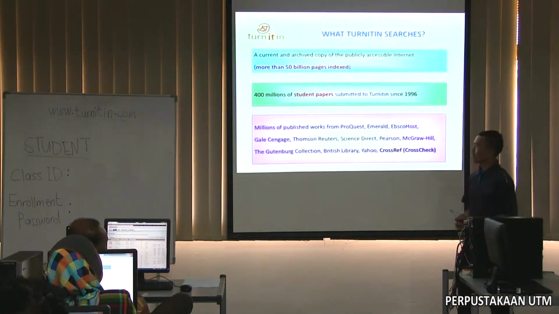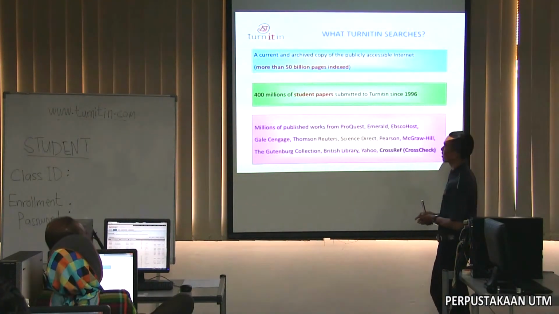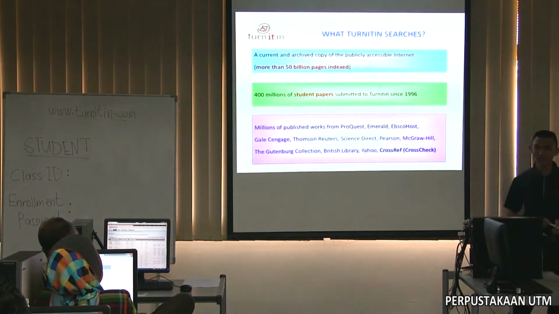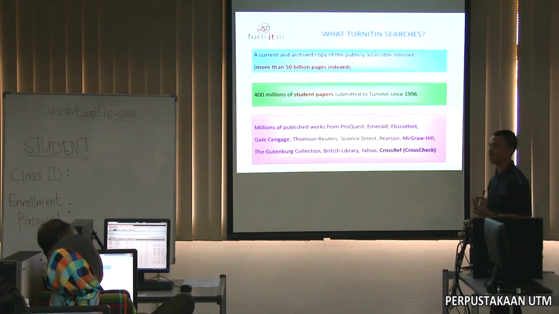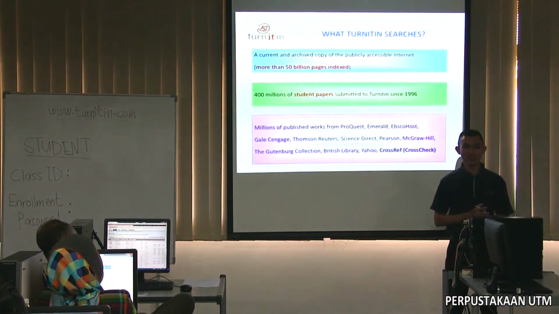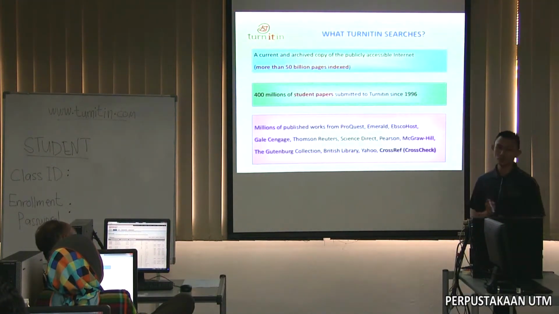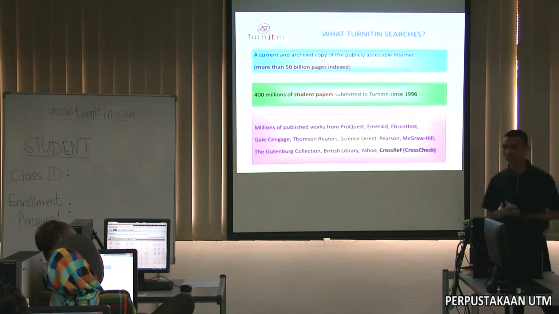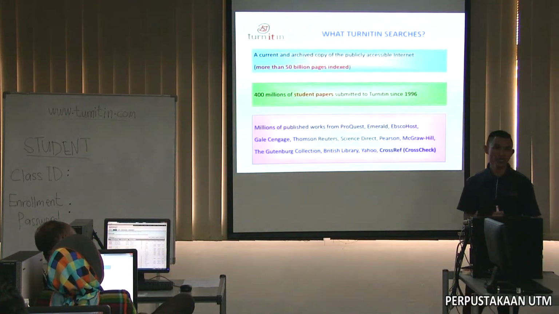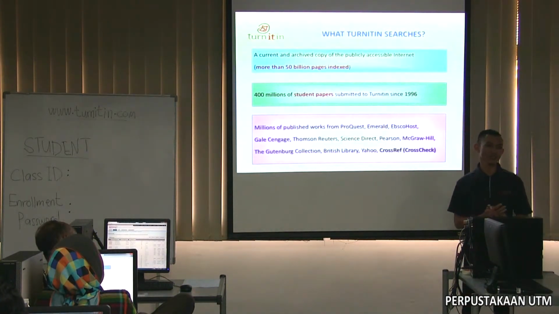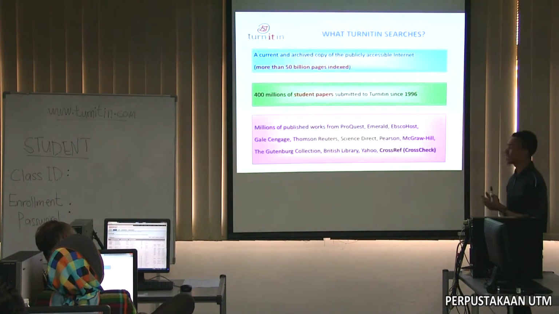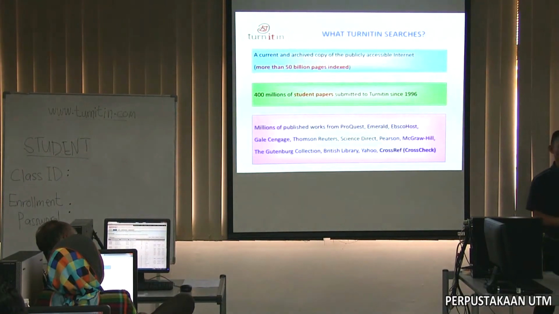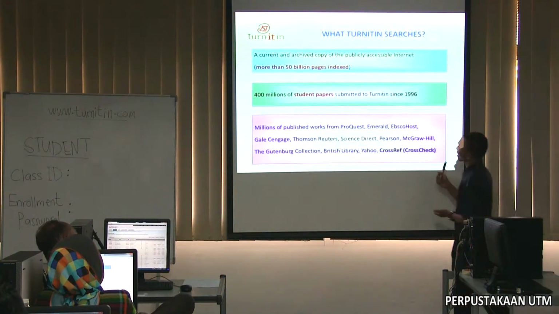Okay, three types of databases. The first one is the current and archived internet copy. Currently, Turnitin has 50 billion pages indexed. And the good thing is it's still counting. So every day, Turnitin will index new pages into the database. If you find out that your students like to copy from any particular websites, you can let us know. We will ask Turnitin to index it into the database, for free.